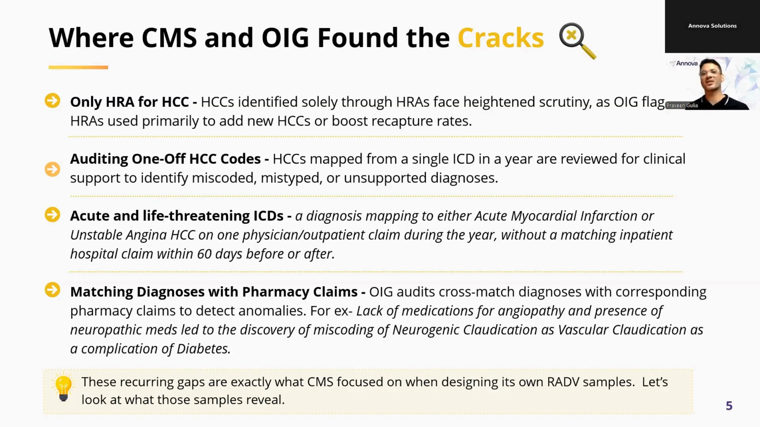That is one theory. The other theory is it was actually documented as neurogenic, but the coder incorrectly coded it as vascular. Irrespective, what has happened is vascular claudication or PVD is in the claim, and a neurogenic claudication medication is there in the pharmacy data. So that is the focus of the audit. I'll show you the actual data from a RADV sample, and you can actually see that this is the focus of the audit. So I'll just move on to the next slide here, and we'll show you.